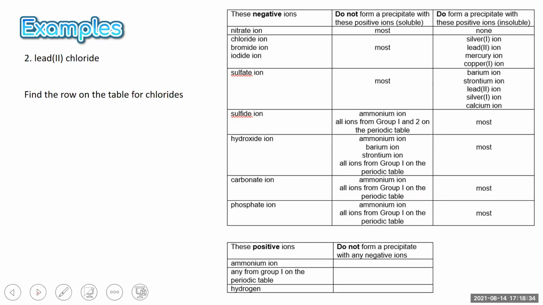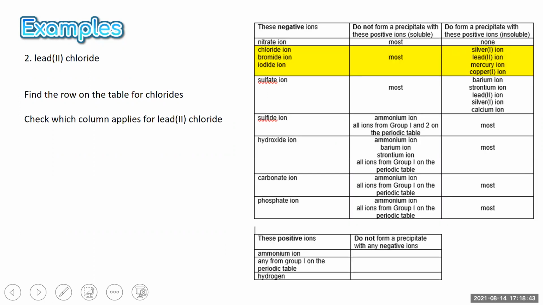Let's have a look at another one, lead(II) chloride. Again, the first thing we're going to do is find the row of the table that deals with the chlorides. There it is. Now we check which column applies for lead(II) chloride. We see the lead(II) ion sitting over here in the insoluble column. So lead(II) chloride is insoluble.